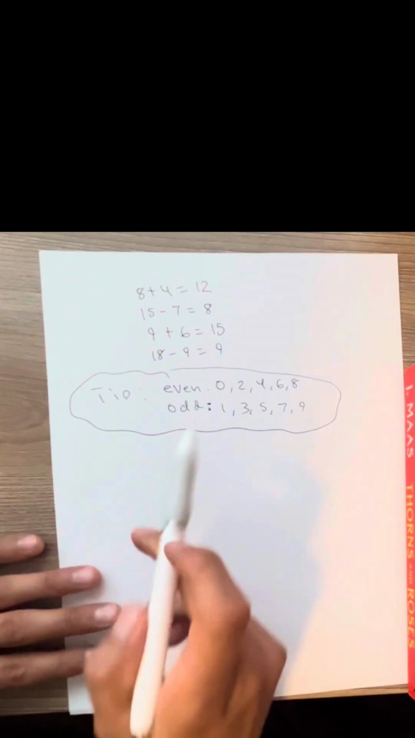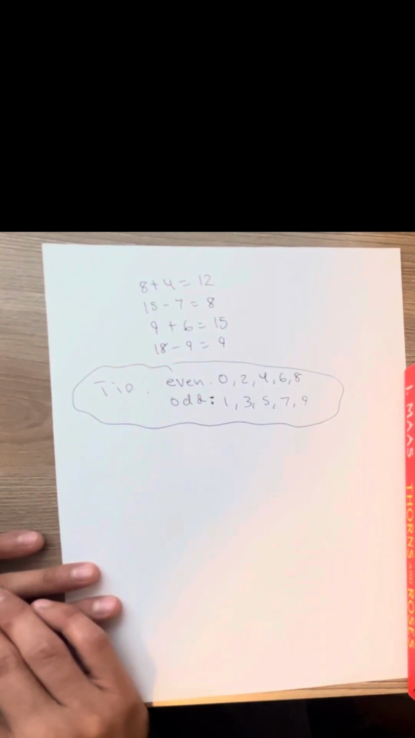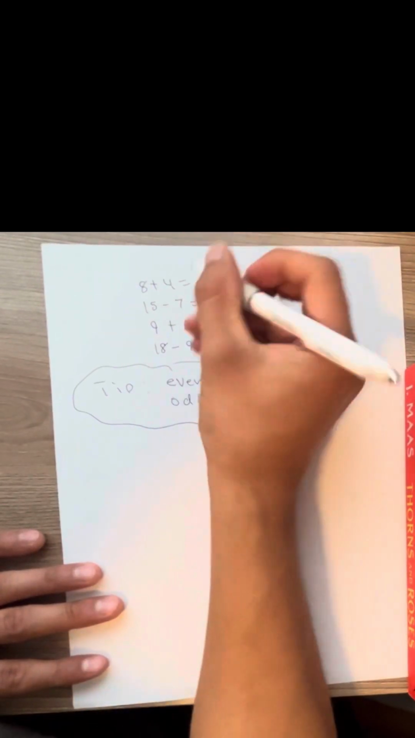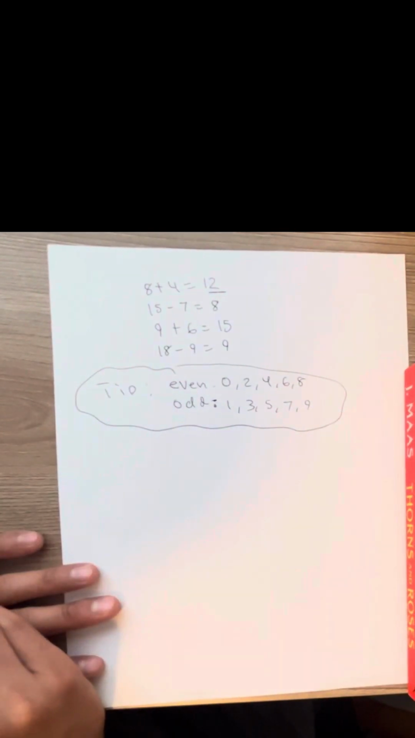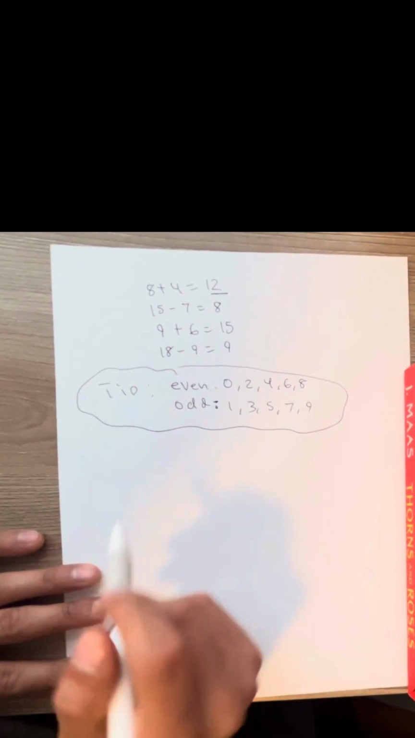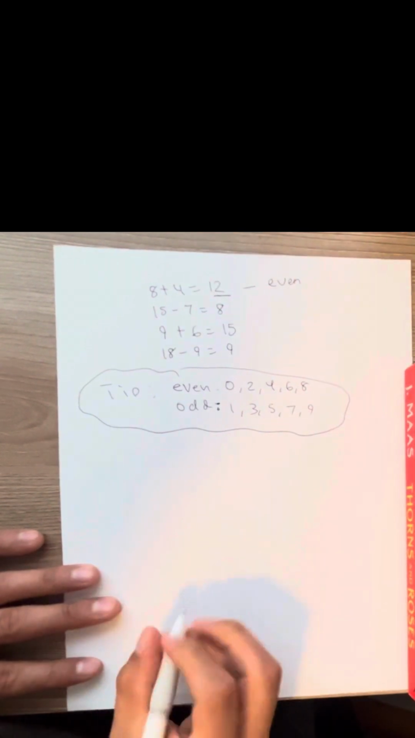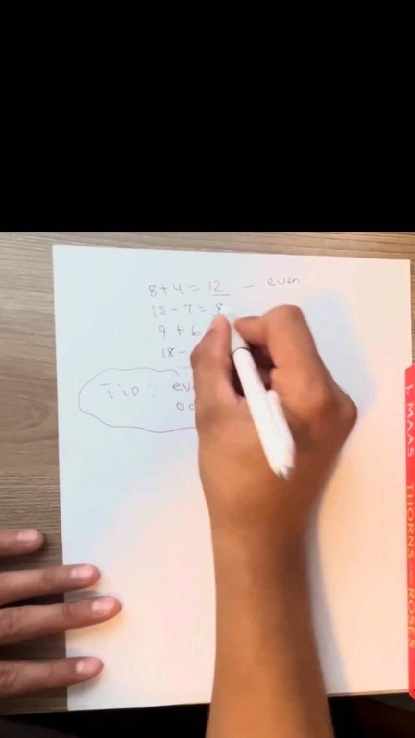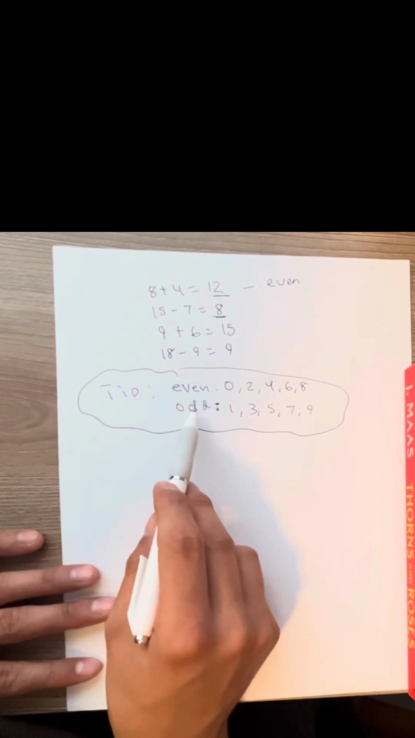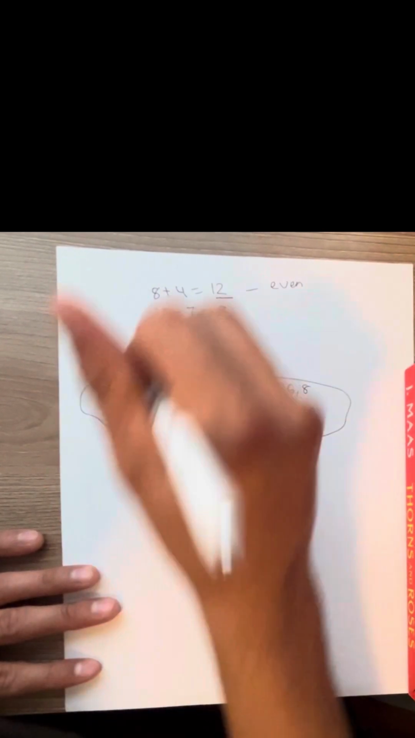Okay, so tell me, if this one is 12, what does it end in? A 2, right? So does that land in even or odd? Even, right? So we get even for this one. Okay, 8. Does that land in even or odd? 0, 2, 4, 6, 8. So it's even, right? Nice.